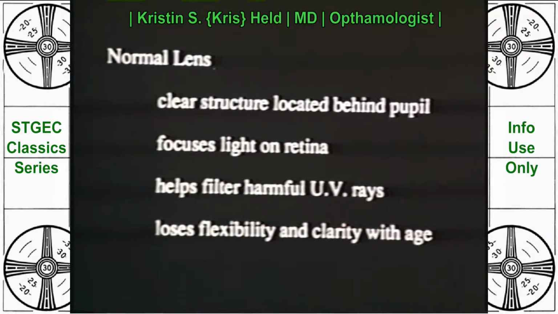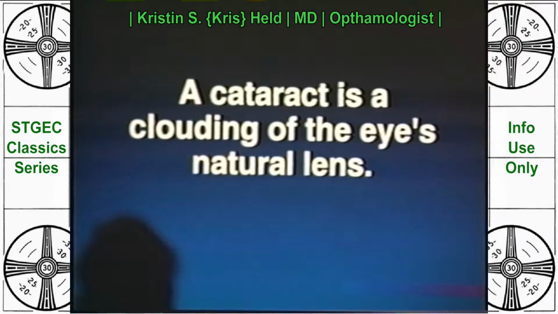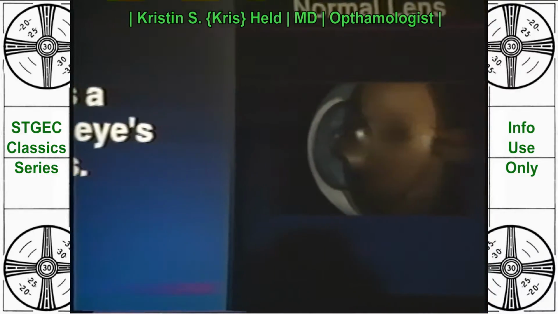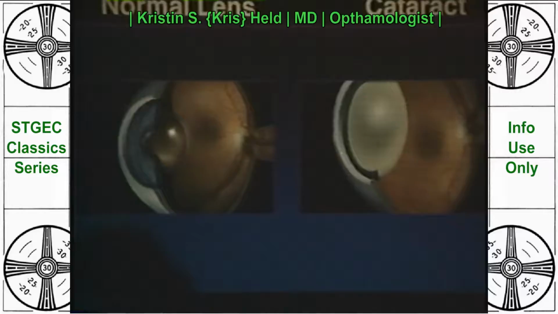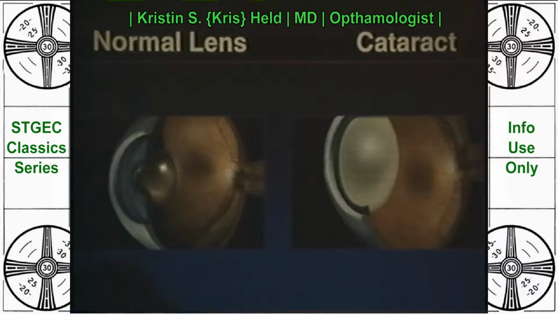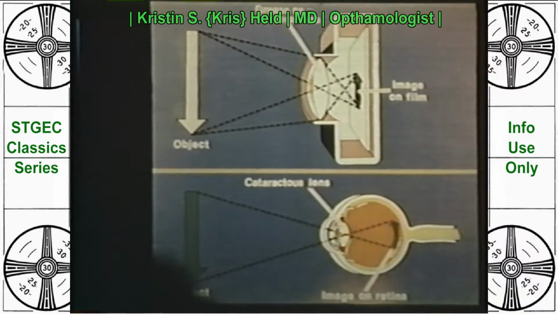So this is actually how a cataract forms. A cataract is a clouding of the eye's natural lens. Here you can see the normal lens, and with time it becomes inflexible and opaque and impairs the transmission of light to the retina. So a cataract is a physiologic change, much like the hair turning gray.